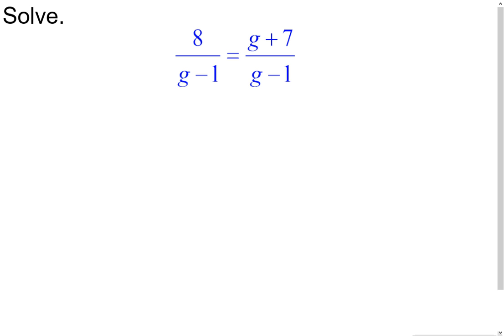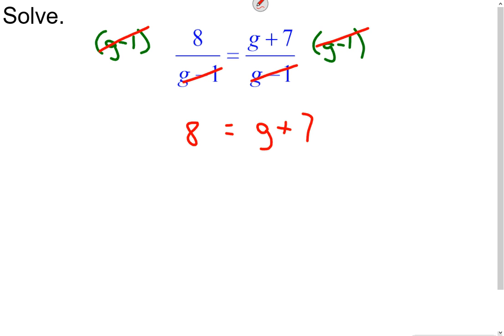Let's try another one. Now notice on this one, finding our common denominator of all the fractions involved is going to be pretty fast because both of them are g minus 1. Therefore, I'm going to multiply both sides by g minus 1. And then when we multiply both sides by g minus 1, those divide out. All we're left with is 8 here. These divide out. All we're left with is g plus 7. And now we solve this little equation. Subtract 7 from both sides. And we just found out that g equals 1. And we'd like to move on.